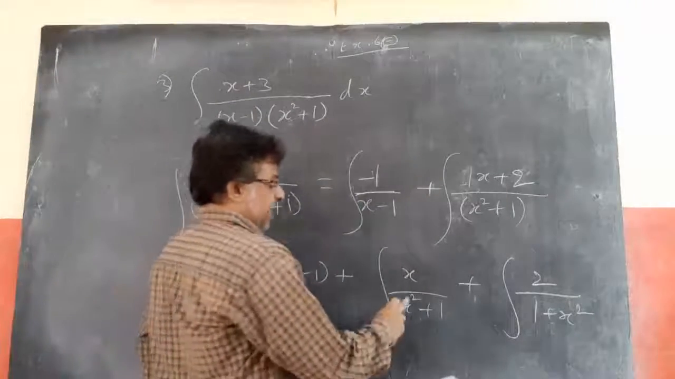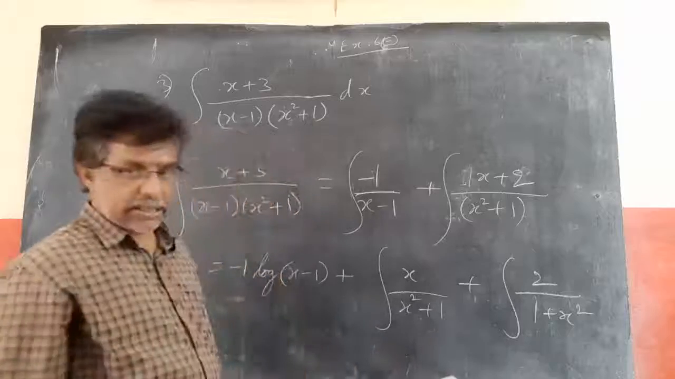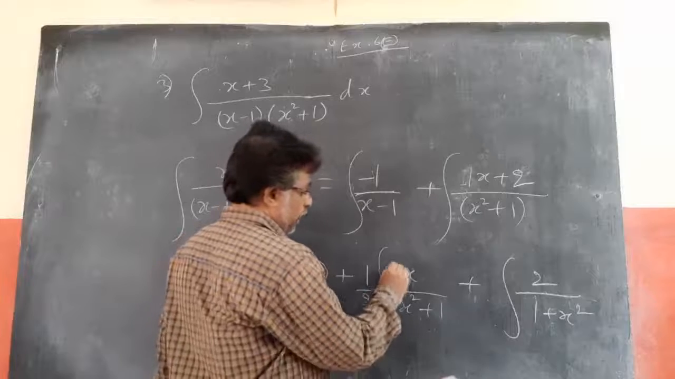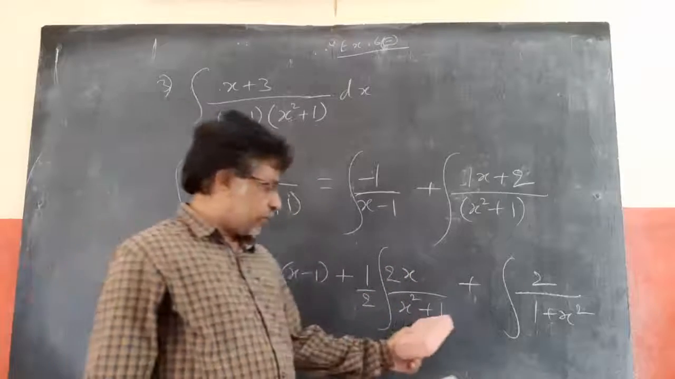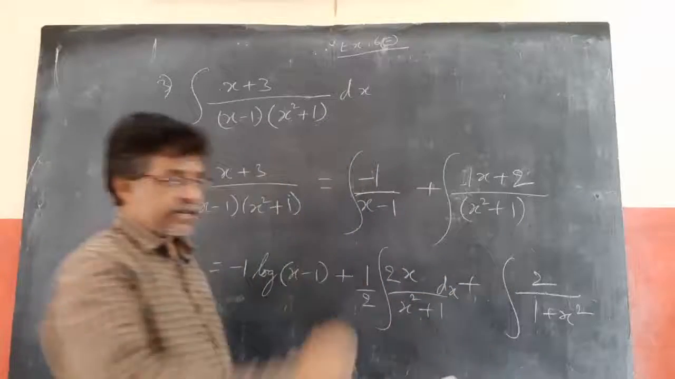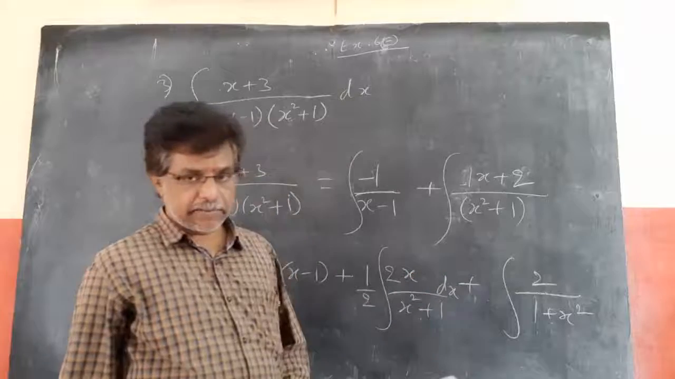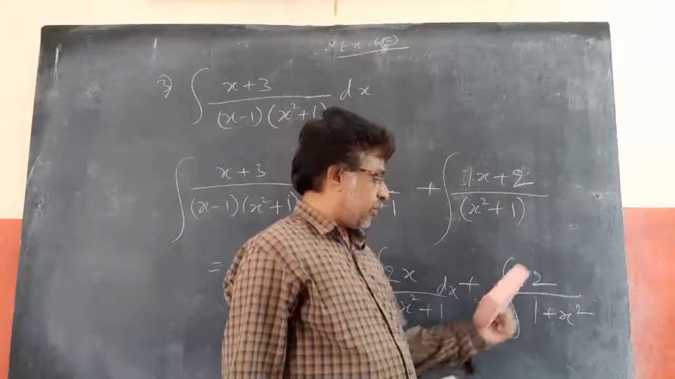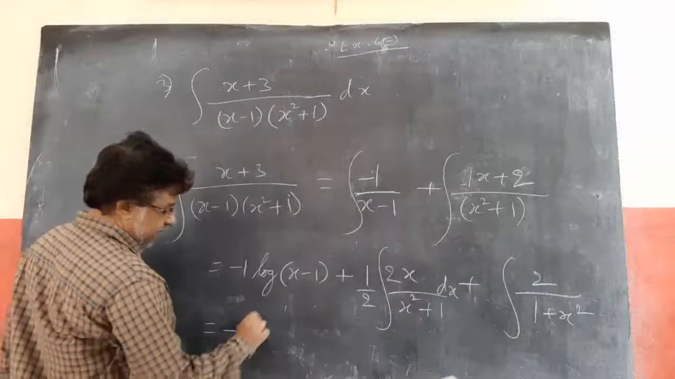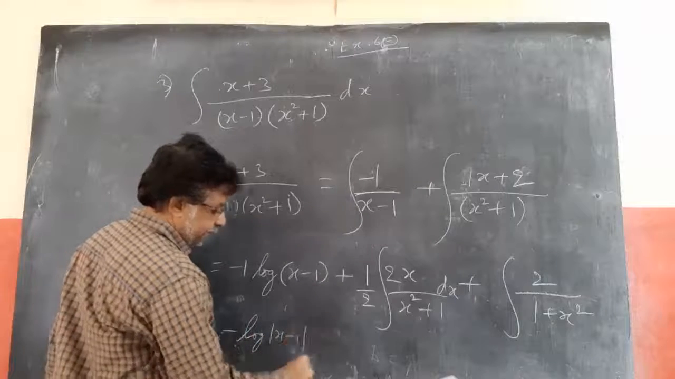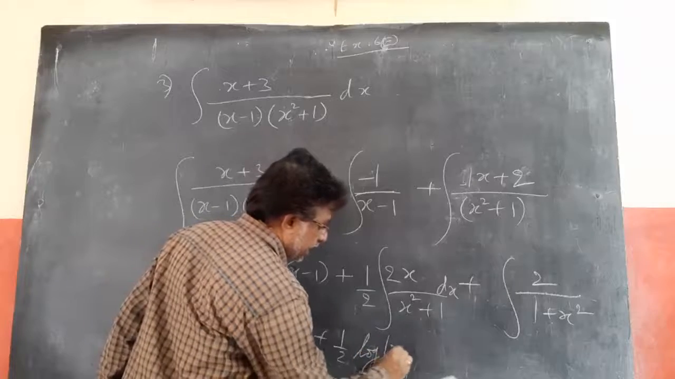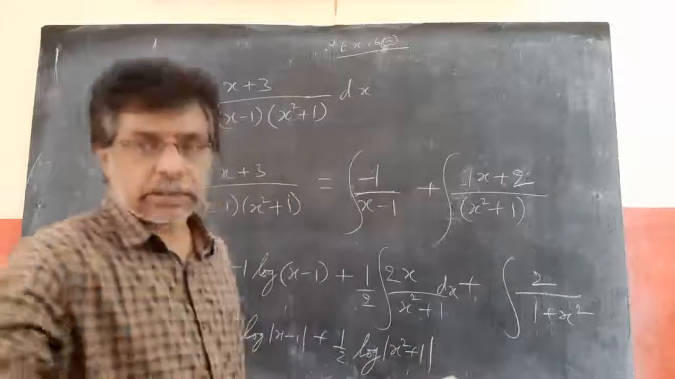Why? Because the derivative of x square plus 1 is 2x. So if I multiply and divide by 2, the derivative of x square plus 1 is 2x, so I got it in the form of f dash x by f x. Now the 2 I write outside, and for 1 by a square plus x square I can use the formula. So this is minus log of x minus 1 plus 1 by 2 into f dash x by f x, log mod f x, so log mod x square plus 1.